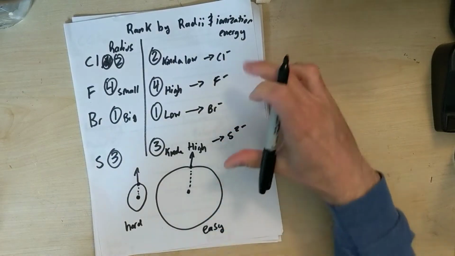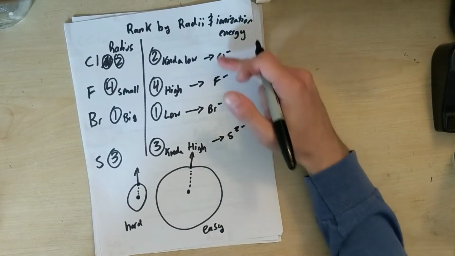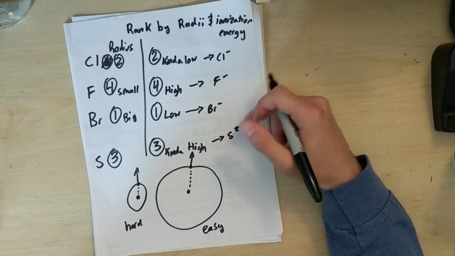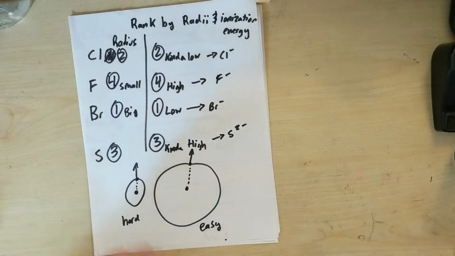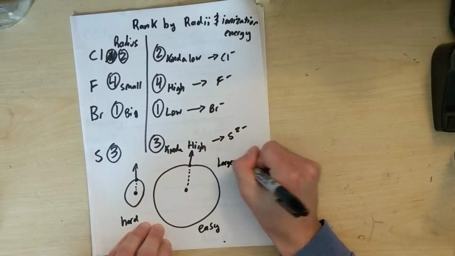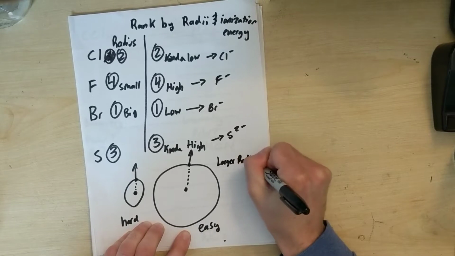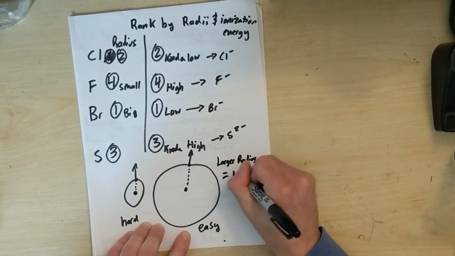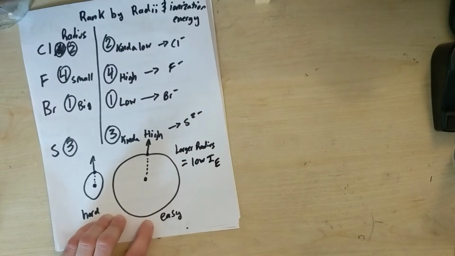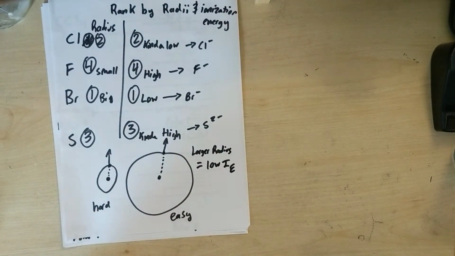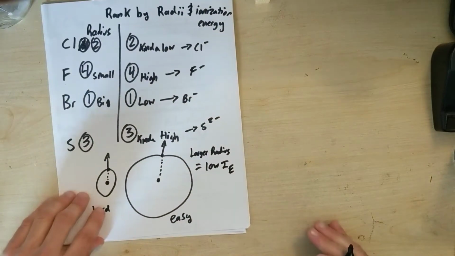So just remember what we talked about in terms of ionization and our ions in the context of radius and ionization energy. Okay, so that's atomic radius and ionization energy. The bigger the radius, the easier it is to ionize. So the larger radius equals lower, I'm just going to do ionization energy as IE. Larger radius equals low ionization energy. So they are inversely proportional to each other.